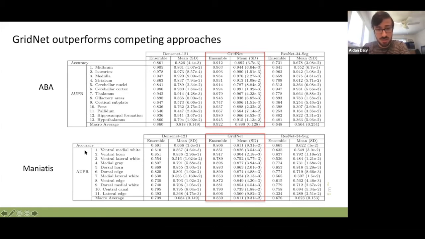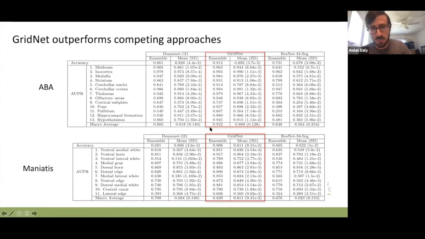Same thing with the Maniatis data set. We see the same pattern with a slightly lower best performance that is due to experimental variations. We have varied staining to confuse the nets. Even if you're looking at the same tissue that is stained differently, the network has to figure out that it's the same, and sometimes it can't. So we were very happy about this performance.